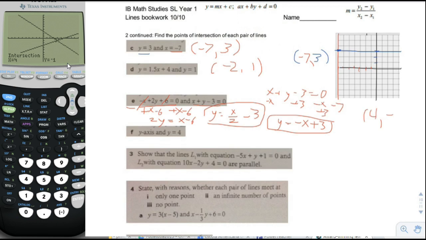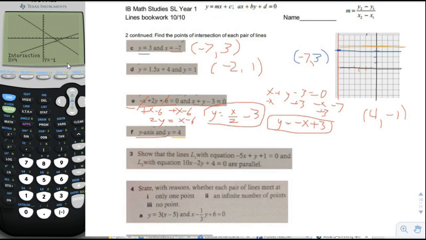4, negative 1. Okay, now the last one. The intersection between the y-axis and y equals 4. Let's just graph this one since it's vertical and horizontal lines. It's easier. y equals 4 is going to be this line here, right? It crosses at y equals 4.